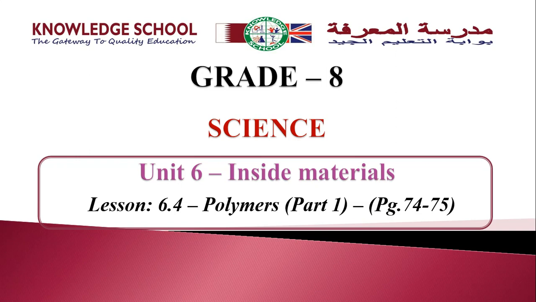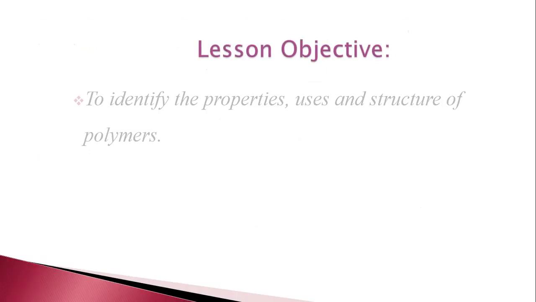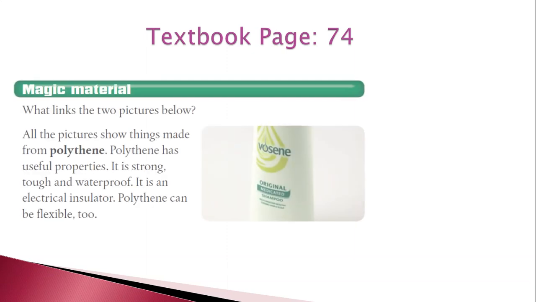Today we are going to start a new lesson, polymers, page 74 to 75. Today we will complete the first portion of this lesson. Lesson objective: to identify the properties, uses and structure of polymers. Open page 74 in your textbook.